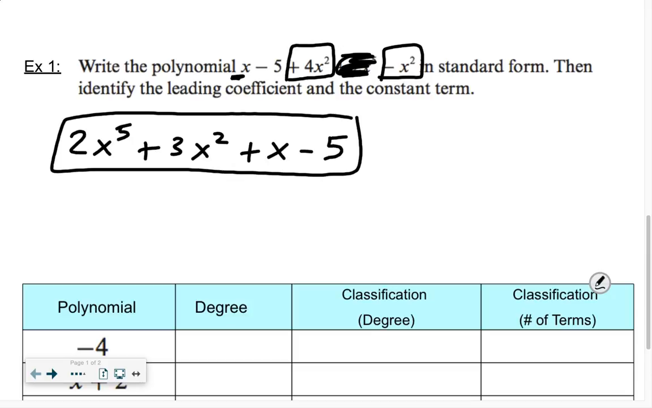We have grouped our like terms together. You know how to do that. Descending order, 5, 2, 1, constant term. Leading coefficient, you can just go LC if you want to. What would that be? Cole? 2. Constant term, Morgan? Negative 5. -5.